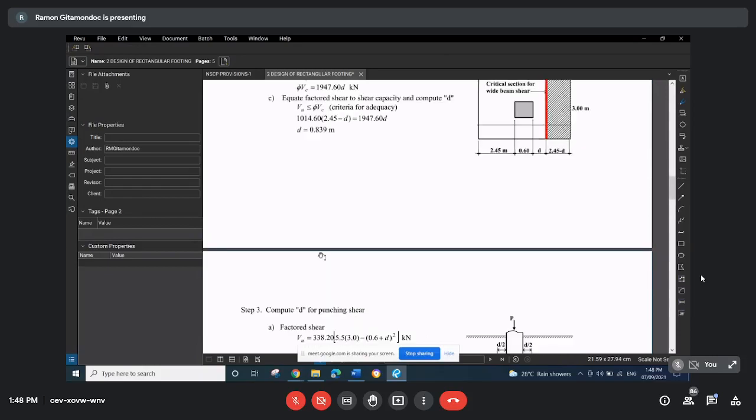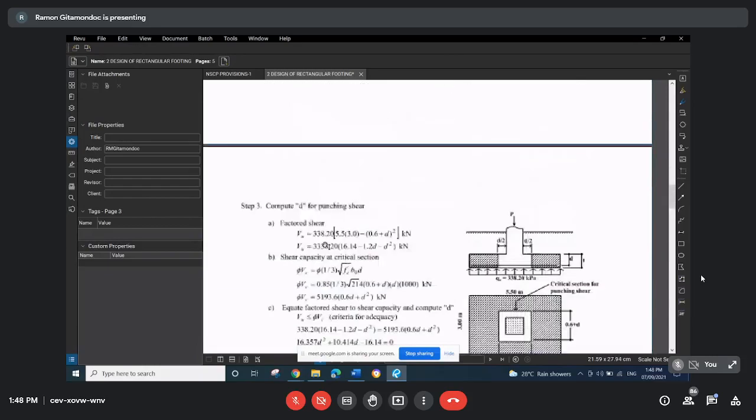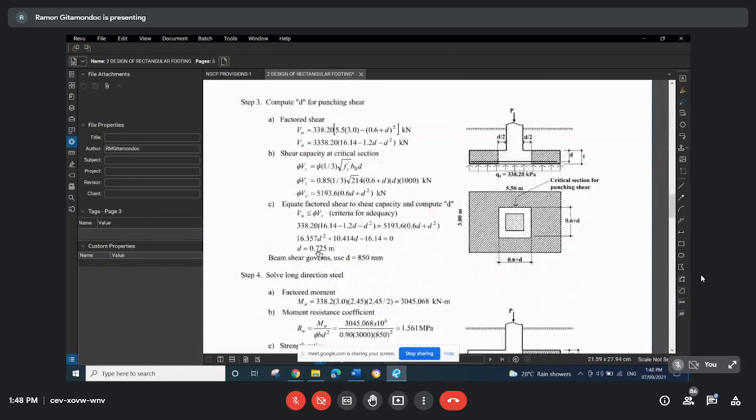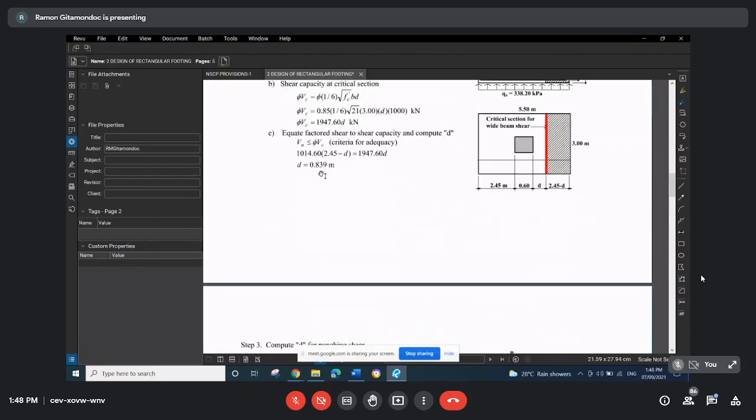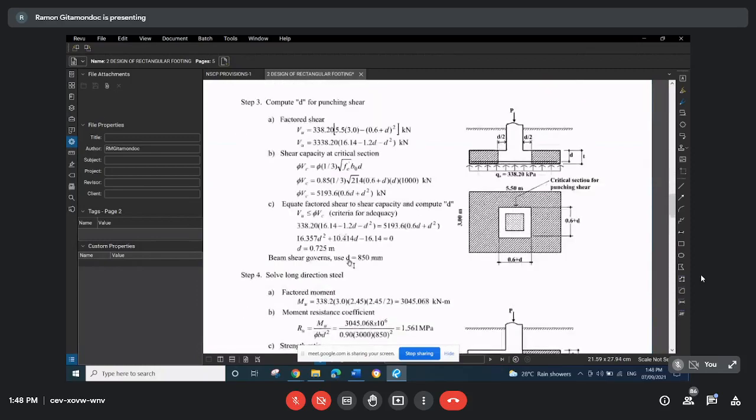Based on the wide beam shear requirement, you have 0.839. Based on the punching requirement, you have 0.725. So the larger value governs, which is 0.839, but we rounded it off to a more practical value of 0.85, or 850 millimeters.